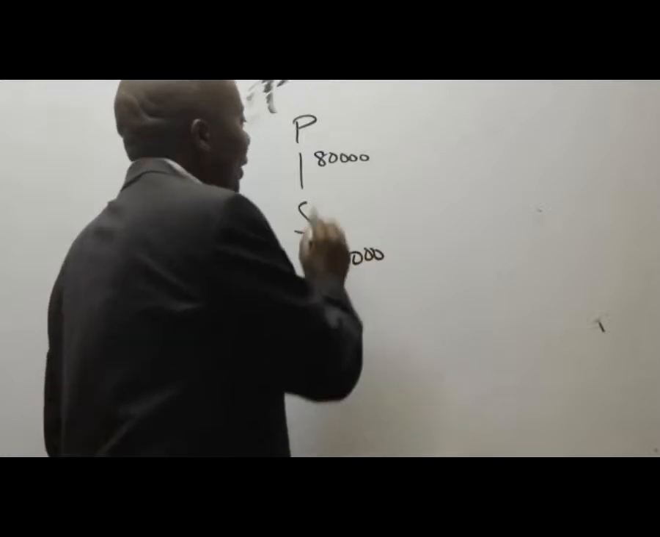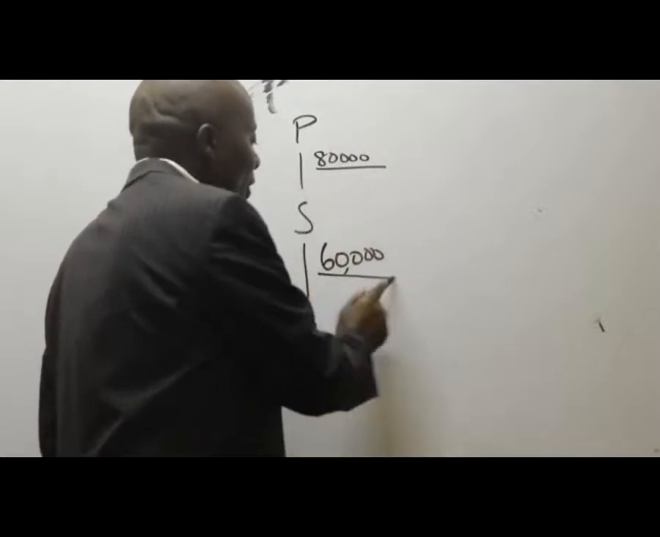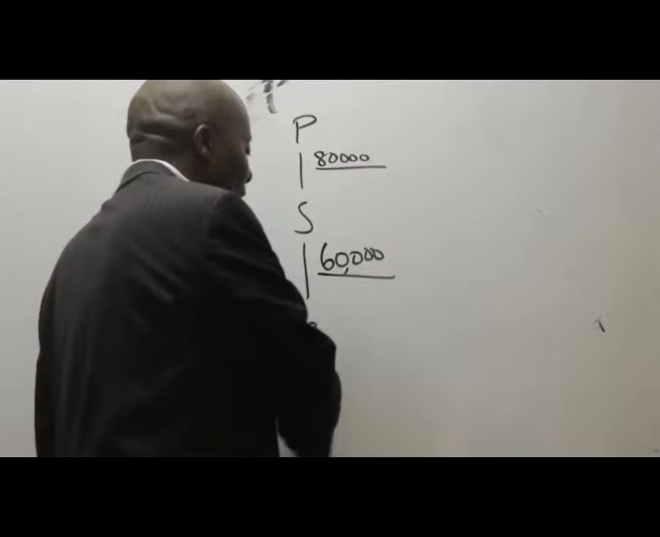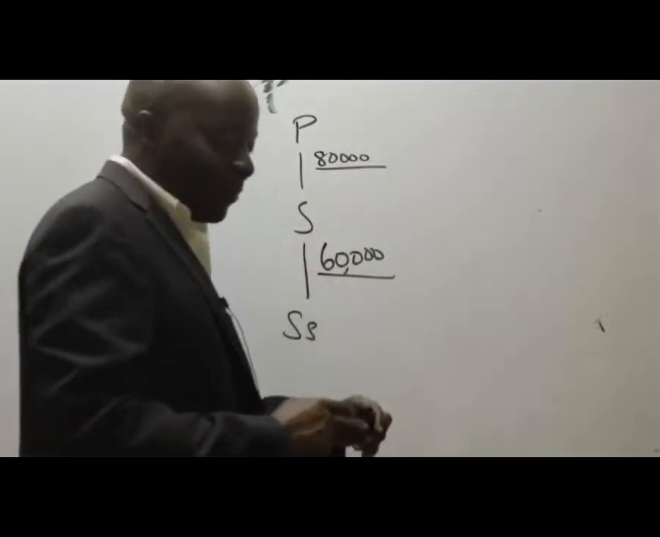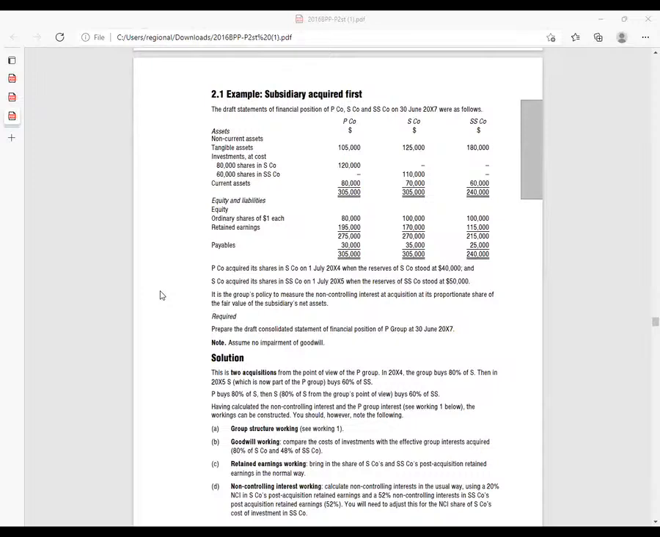So then please give me the number of ordinary shares of S company. You will divide this by the number of ordinary shares of SS company. Is there somebody who can see the number of ordinary shares of S company? How many are you able to see as the number of ordinary shares of S company?